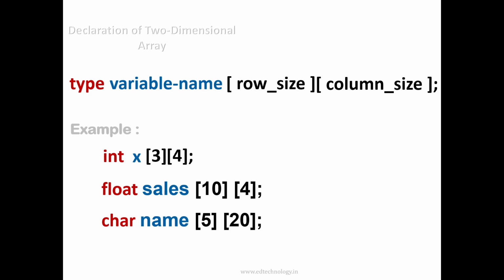You can have different ways of declaration. Here I have an example of float sales which has 10 rows and 4 columns. Similarly, a string two-dimension array where I have 5 rows and 20 columns.